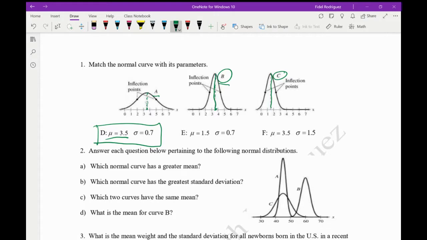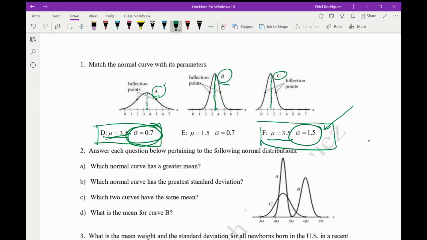So then the next thing I need to do is look at the spread. The standard deviation is going to give me what we call the spread. When I look at graphs A and B, both of them have a mean of 3.5, just like D and F do. So now the difference is which one has a bigger spread. This spread here is 1.5, and this spread is only 0.7. It's not even 1. So the graph that's more spread out, that's wider, is going to have the bigger spread.